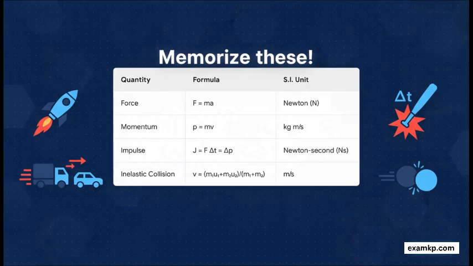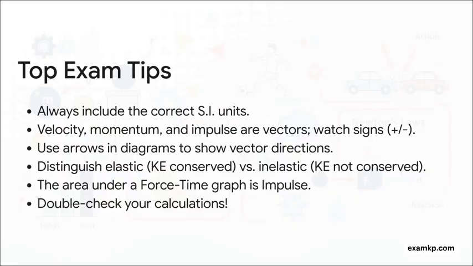And finally, let me give you some winning tips. Number 1, units. Don't throw away marks by forgetting your units. Number 2, remember that velocity, momentum, and impulse are all vectors. That means direction matters. Be careful with your positive and negative signs. 3, know the difference between elastic and inelastic collisions like the back of your hand. Another pro tip: if they ever give you a force time graph, remember that the area under the graph is the impulse. And my most important piece of advice: always double check your calculations. Don't lose easy marks to simple mistakes.